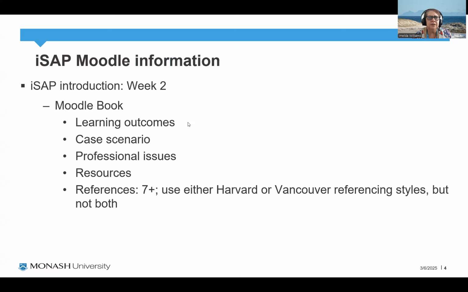You will find all of the information for the iSAP case in a Moodle book, which is under week 2. And in this Moodle book, there will be the learning outcomes, there will be the scenario that will be put forward to you, and then the professional issues that you need to address. We provide some starter resources. However, we expect you to do your own research as well, and that you can use either Harvard or Vancouver referencing style when you write this up, but you can't use both in one assignment.